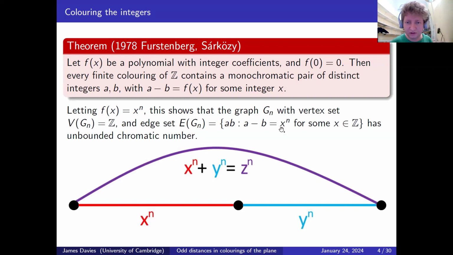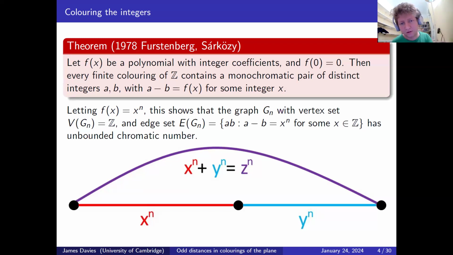Now, this is a very nice theorem, but there's one strange-looking condition in it, which is this f of 0 equals 0, or constant term 0, requirement. It's clear that something like this must be necessary, because if you take something very simple, like f of x equal to 2x plus 1, then this theorem fails. When you've got f of x equal to 2x plus 1, you've got edges for odd distances, or odd differences, and then you can get a 2-coloring by coloring all even integers blue and all the odd integers red. So you need some kind of requirement like this.